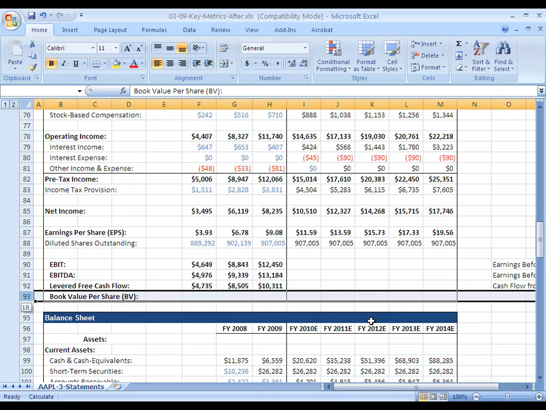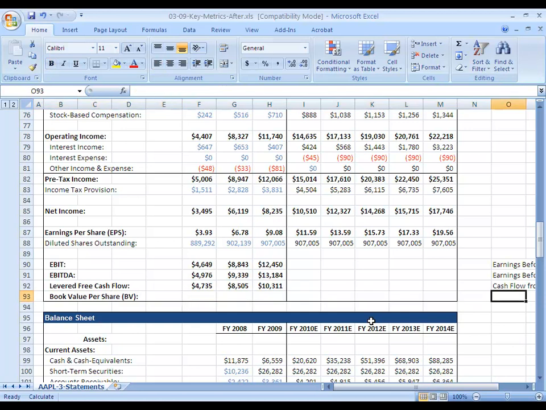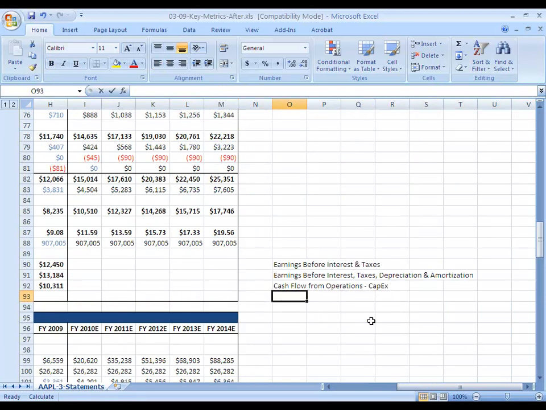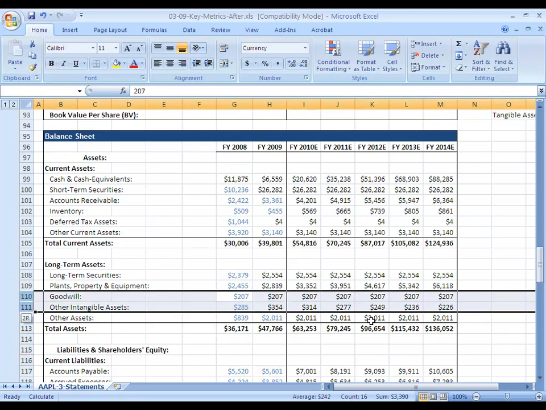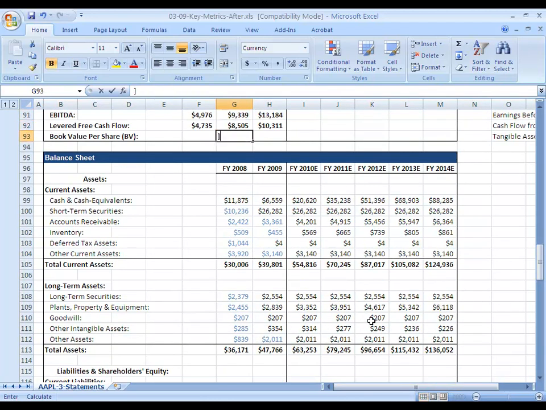Now the final metric here, book value per share. So this one, the definition of book value is a company's tangible assets minus liabilities. So what exactly is a tangible asset? Well, a tangible asset is anything that is not intangible. So basically everything except for goodwill and other intangible assets would be a tangible asset in this case. So the formula for this one, we literally take our total assets, we subtract goodwill, we subtract other intangible assets, and then finally we subtract liabilities.